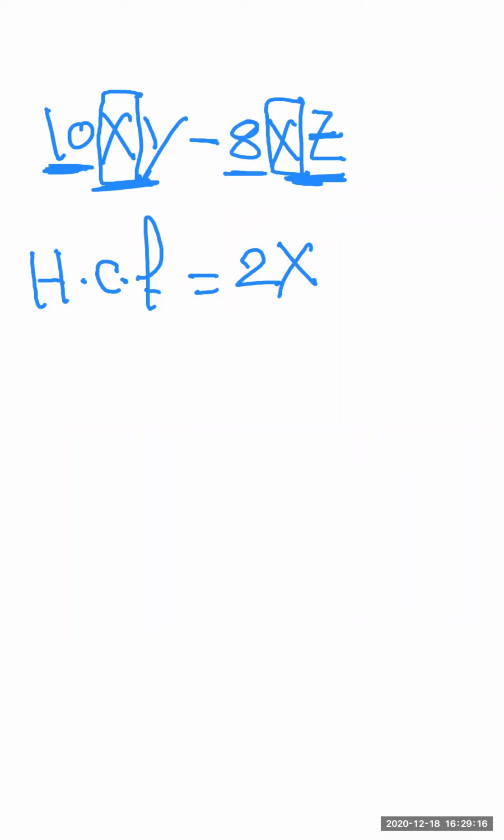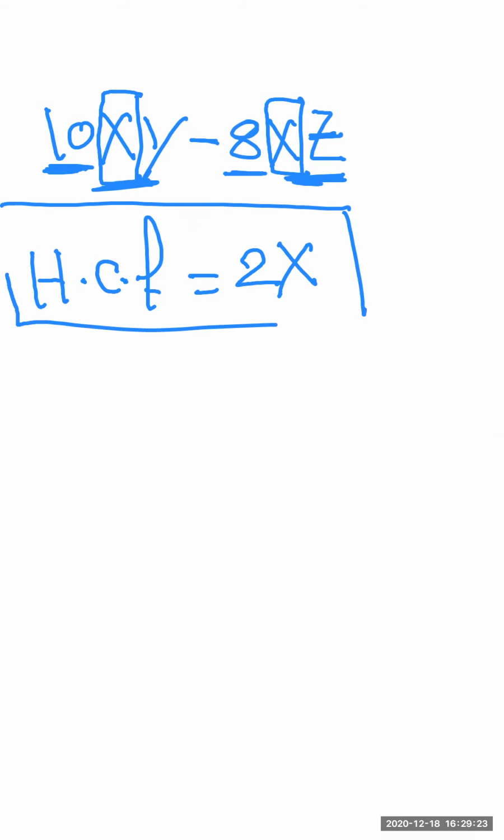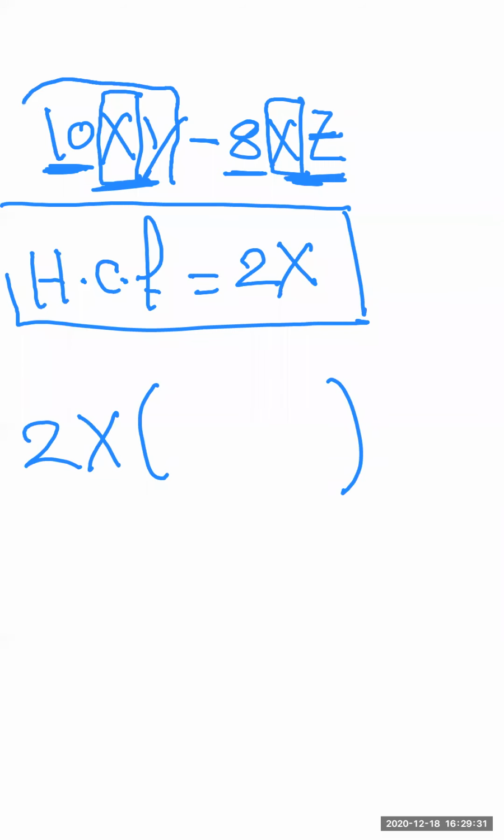Y is not repeated or does not exist in the second term, and z does not exist in the first term, so the highest common factor is only 2x. Now, highest common factor, then brackets. 2x, what will be the remaining from the first term? Divide the first term by the highest common factor, then write down the quotient inside.